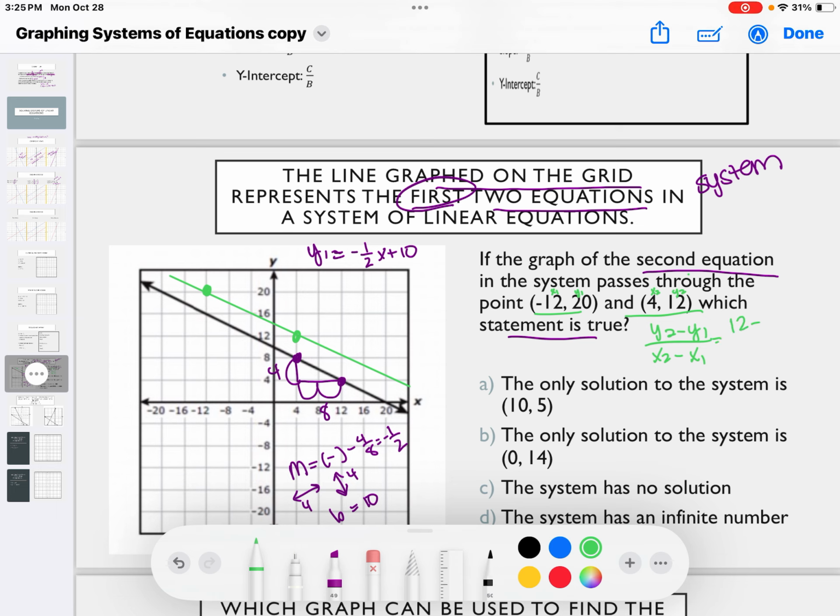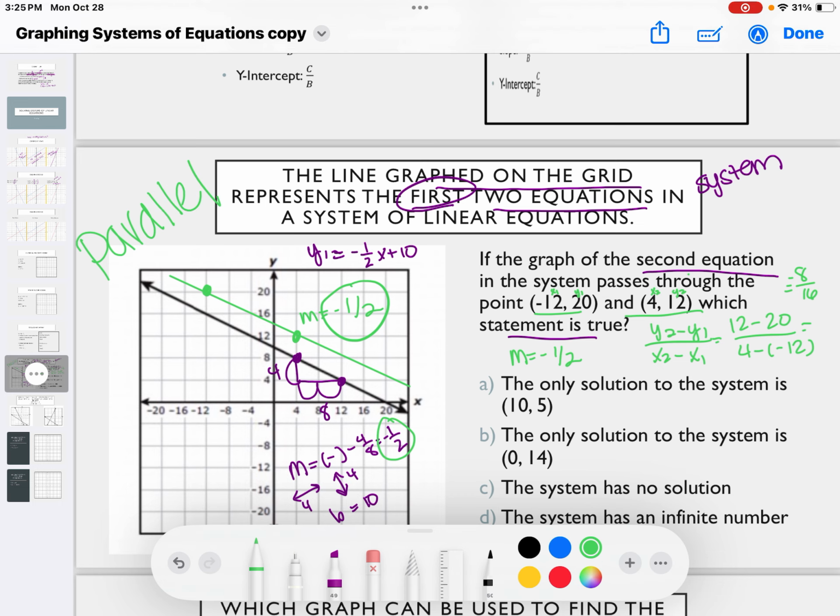So 12 minus 20 over 4 minus negative 12 is negative 8 over 16, which is negative 1/2. So for this green line, we know the slope is negative 1/2. We know they don't have the same y-intercept, but they have the same slopes. So they're parallel lines.